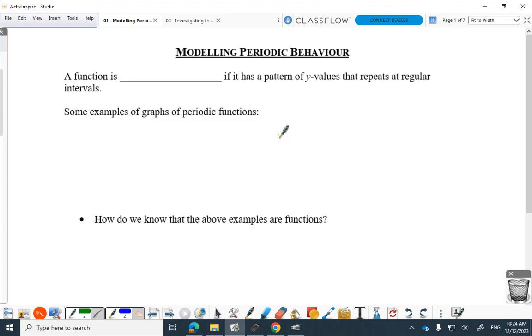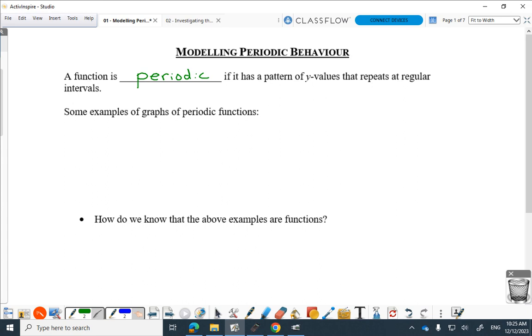Okay, this lesson is called Modeling Periodic Behavior. And it's your introduction to this, so I'm going to move very slowly through the words that you're going to need here. A function is periodic. The word here we want is periodic, and that can be a mostly new word to you.